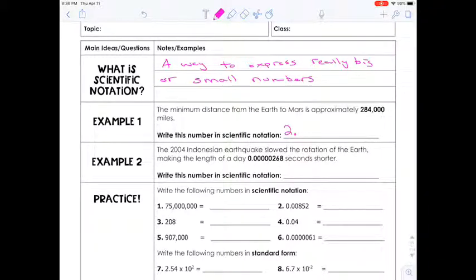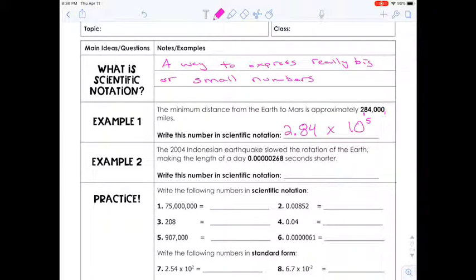So what I mean is this times 10. If it's a big number, you're going to have a positive exponent, and if it's a small number, it'll be negative. This is a big number. So we count how many places we move the decimal place, which was 5. So 2.84 times 10 to the 5th.